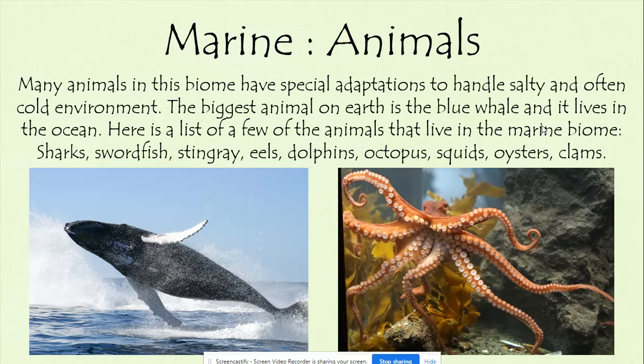Many animals in this biome have special adaptations to handle the salty and often cold environment. The biggest animal on Earth is the blue whale, and it lives in the ocean. Here is a list of a few of the animals that live in the marine biome: sharks, swordfish, stingrays, eels, dolphins, octopus, squids, oysters, and clams.